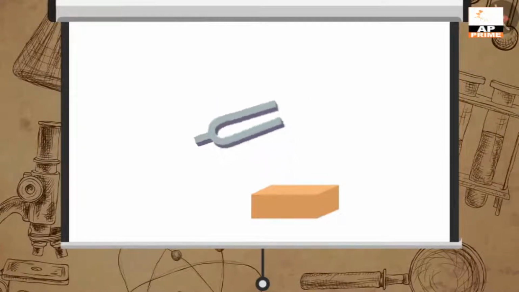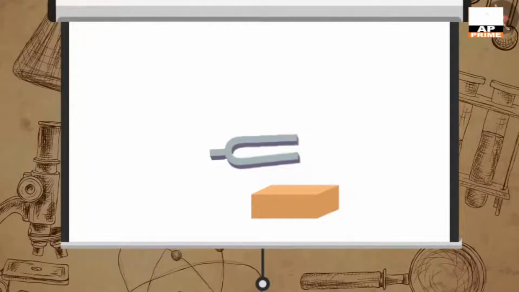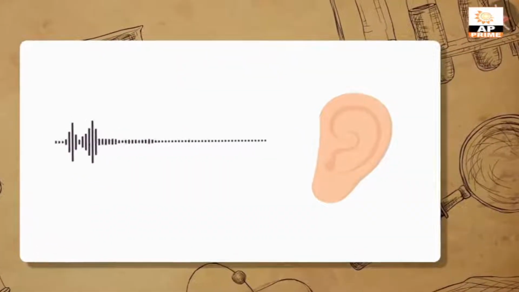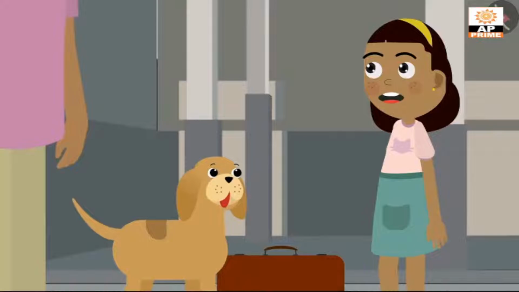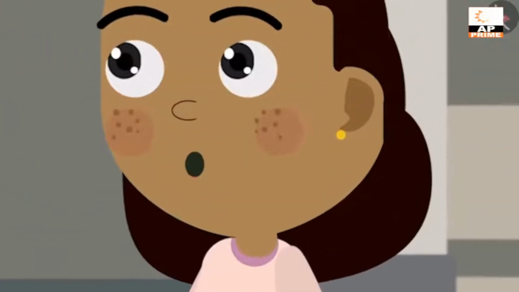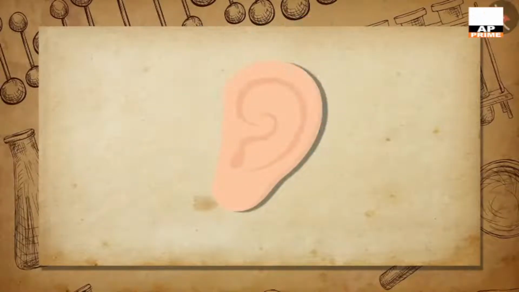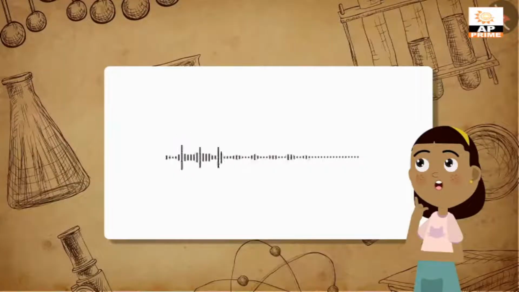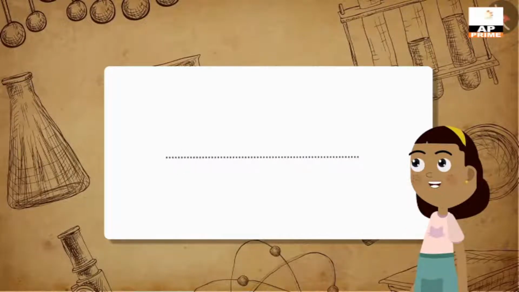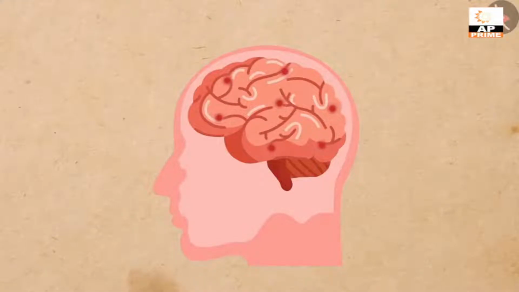Earlier, we studied how sound is produced. Now, let us learn how we hear the sound. Humans hear sound with the help of an extremely sensitive device, the ear. The human ear allows us to convert pressure variations with audible frequencies to electrical signals. These signals travel to the brain through the auditory nerve.